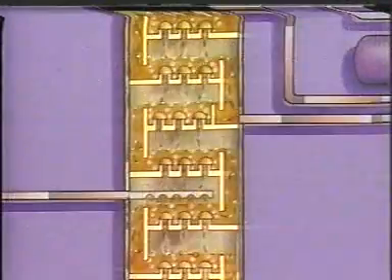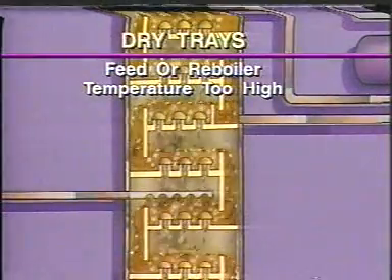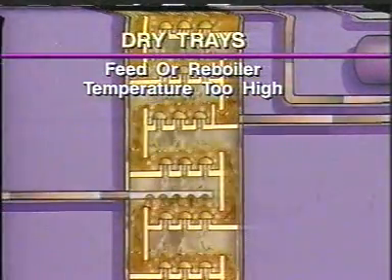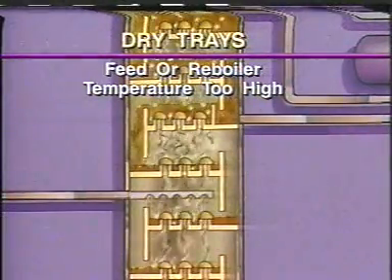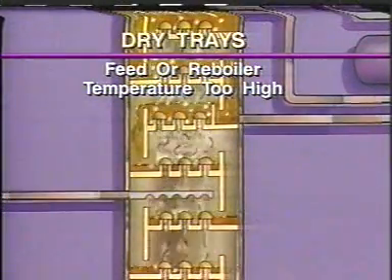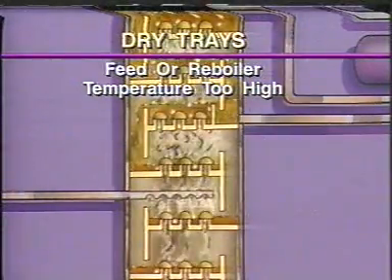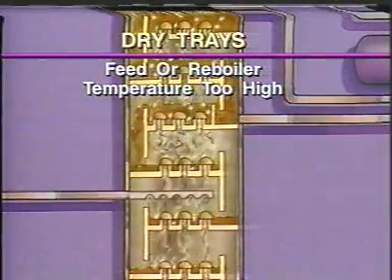Dry trays will also occur if the feed or reboiler temperature is too high. The high temperatures produce an excessive amount of hot vapors. These vapors boil away all the liquid on the trays directly above the feed or reboiler inlets. You can identify a tower with dry trays by the following characteristics.